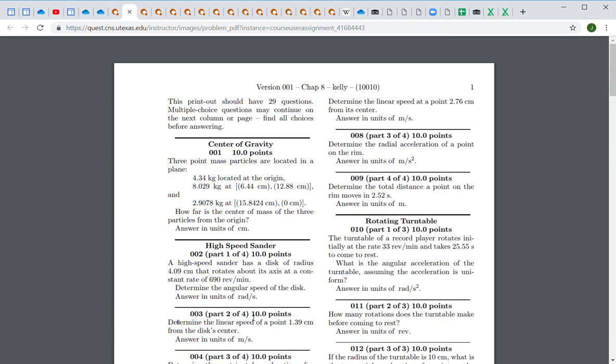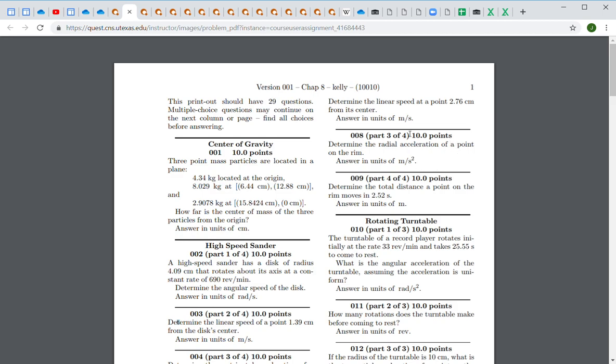Part 2, determine the linear speed of a point so far out from its center. Well, this sounds like kind of a repeat of the previous problem. So we use v equals r omega with this r and the omega we just found in the first part. Determine the radial acceleration. Well, radial acceleration is the same thing as centripetal acceleration of a point on the rim.